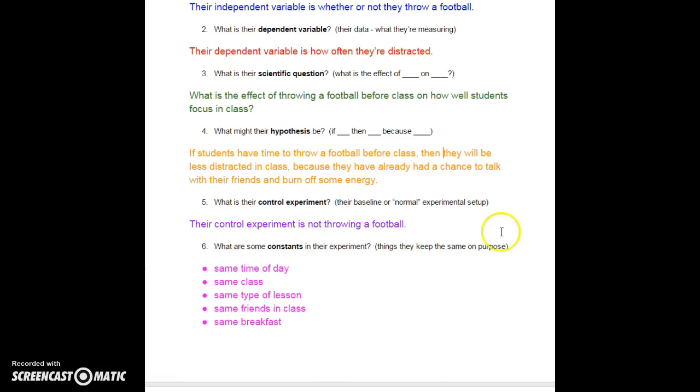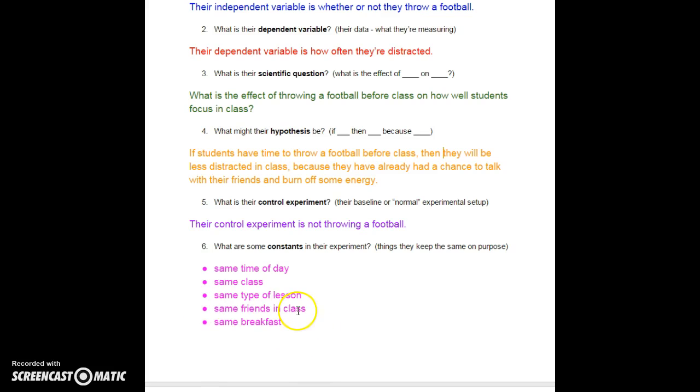Constants. These are things we keep the same on purpose. We might also think of them as things that could be the independent variable in a different example. Okay, so we're looking for other things which may affect how often they're distracted, other things which could affect our data. We would want them to keep the time of the day that they go to class the same, the same subject class, the same type of lesson, right? You wouldn't compare a test one day with an experiment the next day. Obviously, you're going to see differences in distraction in those two examples.